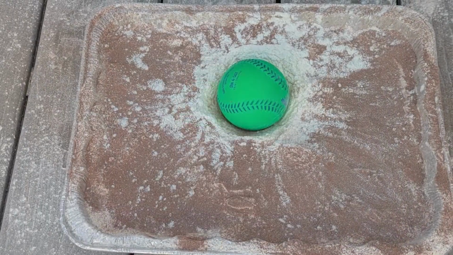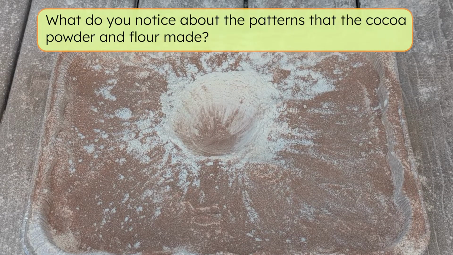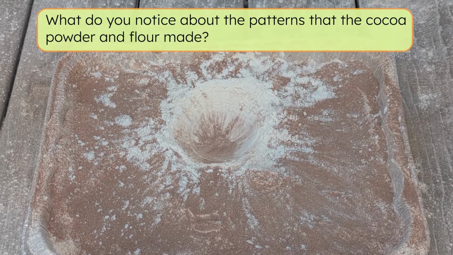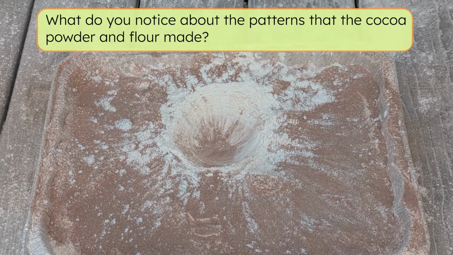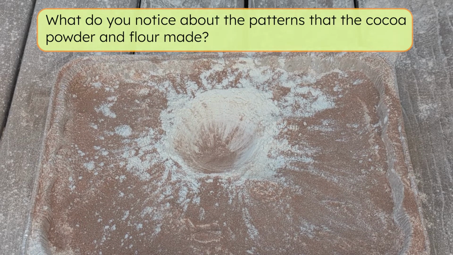Carefully remove the baseball. What do you notice about the patterns that the cocoa powder and flour made? Was the surface disruption more dramatic than you expected? This demonstration gives us a small glimpse of how high-speed collisions can be so destructive to the surface of a planet.